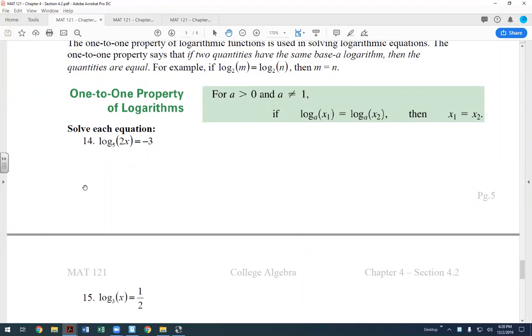But the more straightforward process we're going to use here, instead of using the one-to-one property, is actually fall back to convert them into exponential notation and then simplify these equations. So we've got log of 2x with base 5 equals -3, and of course we're trying to figure out what that value of x will be.